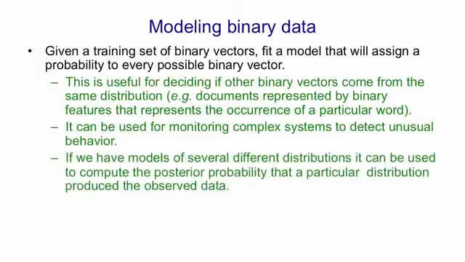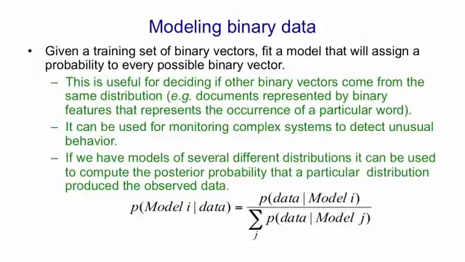If you have models of several different distributions, you can compute the posterior probability that a particular distribution produced the observed data by using Bayes' theorem. So given the observed data, the probability it came from model i, under the assumption that it came from one of your models, is the probability that model i would have produced that data divided by the same quantity for all models.